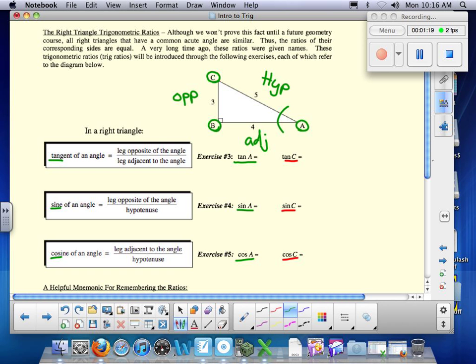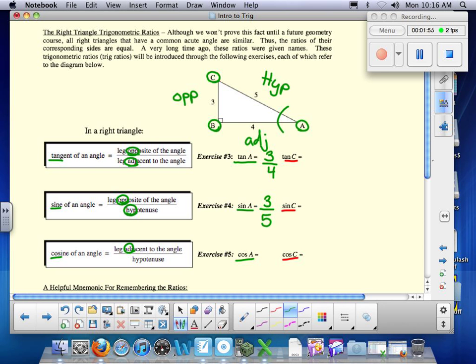So tangent is opposite divided by adjacent. So our side opposite divided by adjacent. That's all you've got to do for today. You don't even have to make it a decimal. You certainly can, but you don't have to. For the sine, it is the opposite divided by hypotenuse. So 3 divided by 5. And again, that's all you need to do for today.